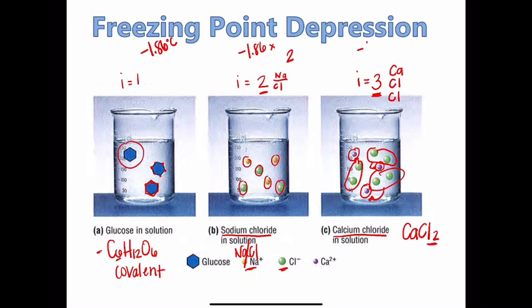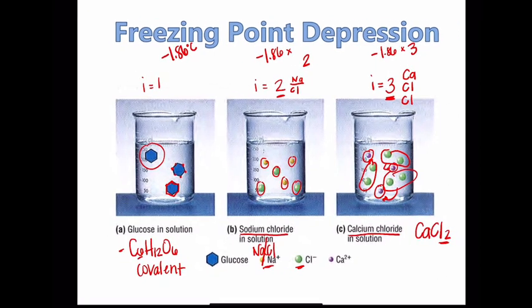This one is going to be negative 1.86 degrees Celsius times 3 because it has an ionization constant of 3, okay? So that's really important. And the same thing applies for boiling point elevation, that the bigger the ionization constant is, the higher up it's going to elevate the boiling point, okay? So I hope that makes sense to everybody. I know that's kind of a lot, okay?